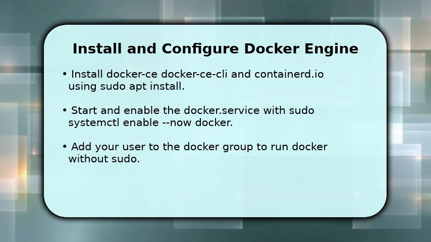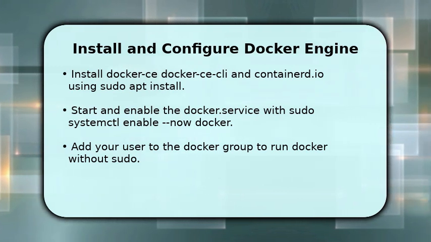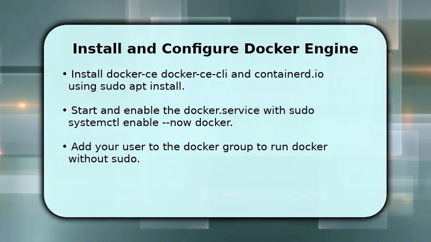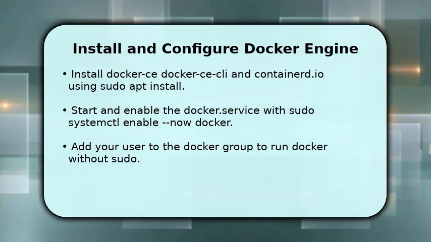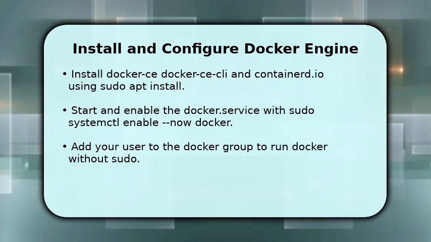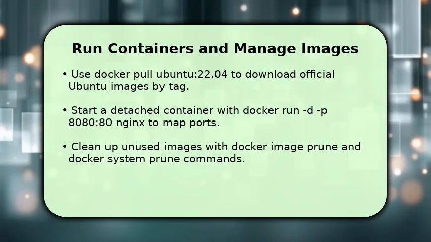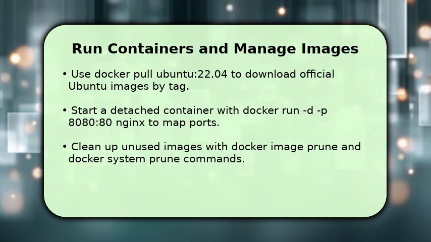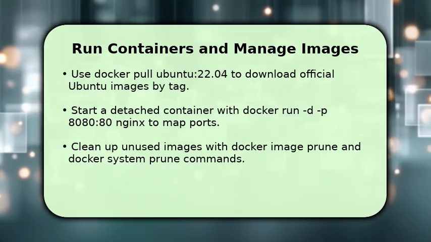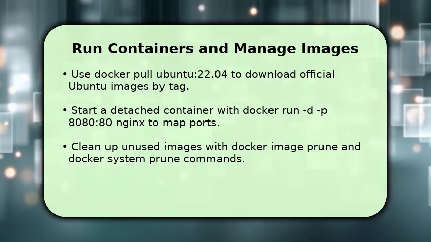Verify operation using docker run --rm hello-world to pull and run a test image. For convenience, add your user to the Docker group so you can run Docker commands without sudo. Pull images explicitly by tag, for example docker pull ubuntu:22.04 to get that base image.